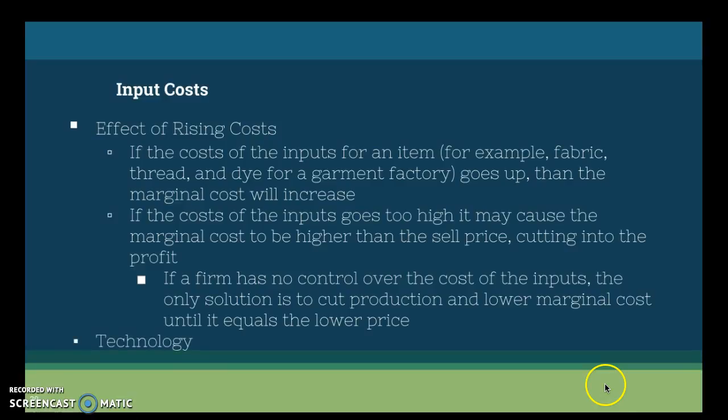Another thing that can affect input cost is technology. So advancements in technology can lower production cost and increase supply at all levels.